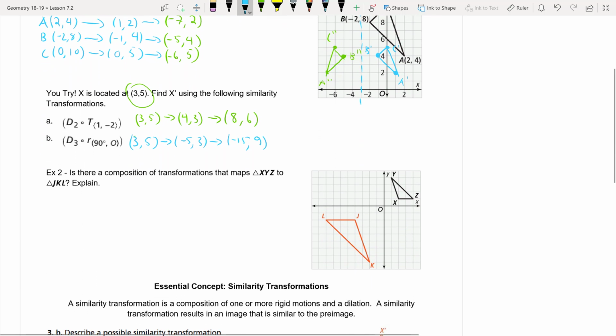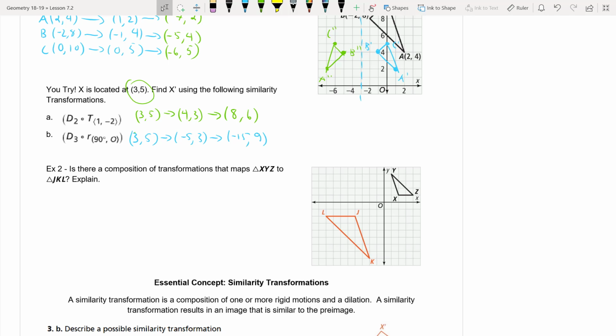So now you've got the flip side of it. They want to know, is there a composition of transformations that takes my original graph and turns it into this? So the first thing I'm going to do, if we're looking at it, it appears that it has rotated by some amount. What it looks like is 180 degrees. So I think we've got a rotation of 180 degrees around the origin. We can check that as we work through it. And then it looks like it got further away from the origin, which means it got bigger.